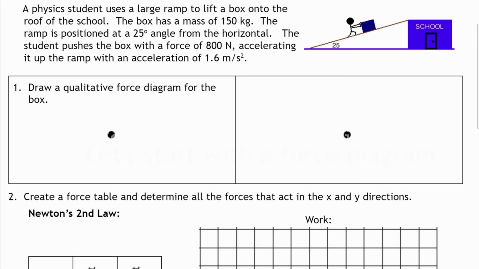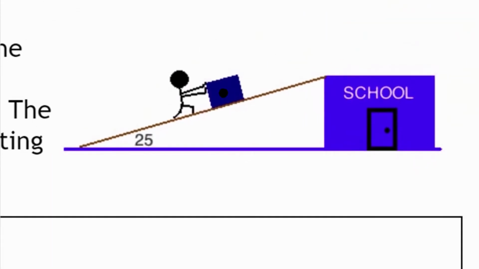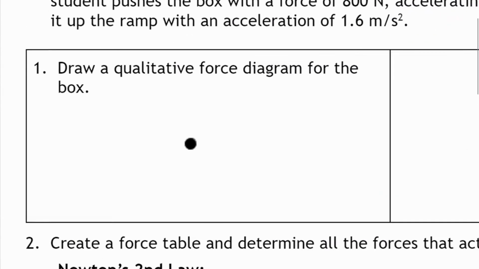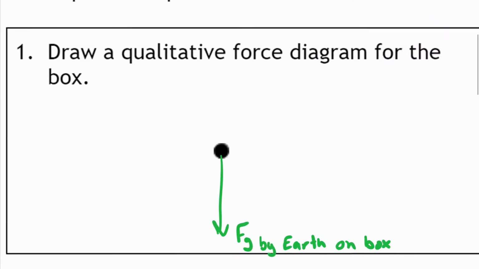Let's start with a force diagram. It looks like we'll have a force of gravity down, an applied force up the ramp in the direction he's pushing, a normal force perpendicular to the ramp, and a force of friction resisting its slide upwards. We can now draw these in more detail on our packet.